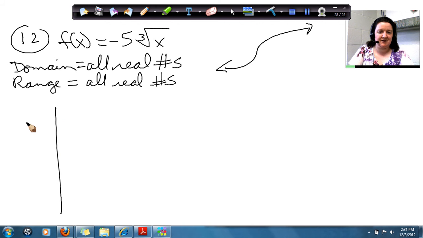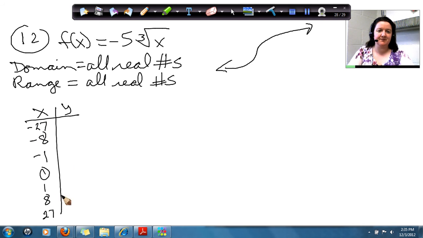So let's make ourselves a table. X and y, we have 0. Let's have our smaller numbers, -1. Let's do things like -8. The reason I picked that is because I can find the third root of 8. What's the next third root that's kind of nice? -27. So then I can do 1, 8, and 27 this way. I picked those because I can find the third root of those numbers rather than having to use my calculator. So if I plug 0 into that, I'm going to get 0.